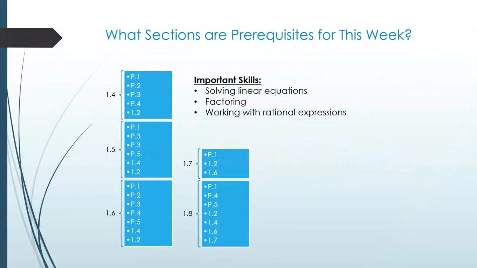So here's the breakdown of which sections each part relies on. The most important skills you're going to need for this week are solving linear equations, factoring as usual, and then working with rational expressions, which was P.5. So those are the big things that you're going to need to know. If you're still struggling with those, you might want to do a little bit of practice with those. And that should be enough to get you through this week.